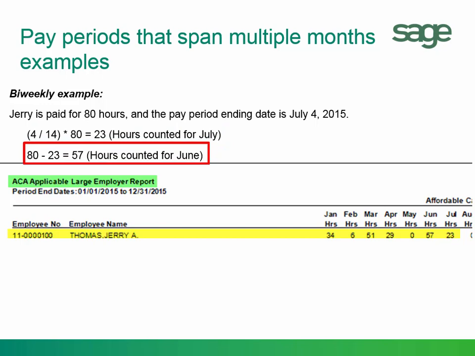So there are 23 hours counted for July. Then to calculate the number of hours for June, 80, the number of hours worked, minus 23, the hours already counted for July, equals 57. So those are the hours counted for June. And you can see that on the report below.